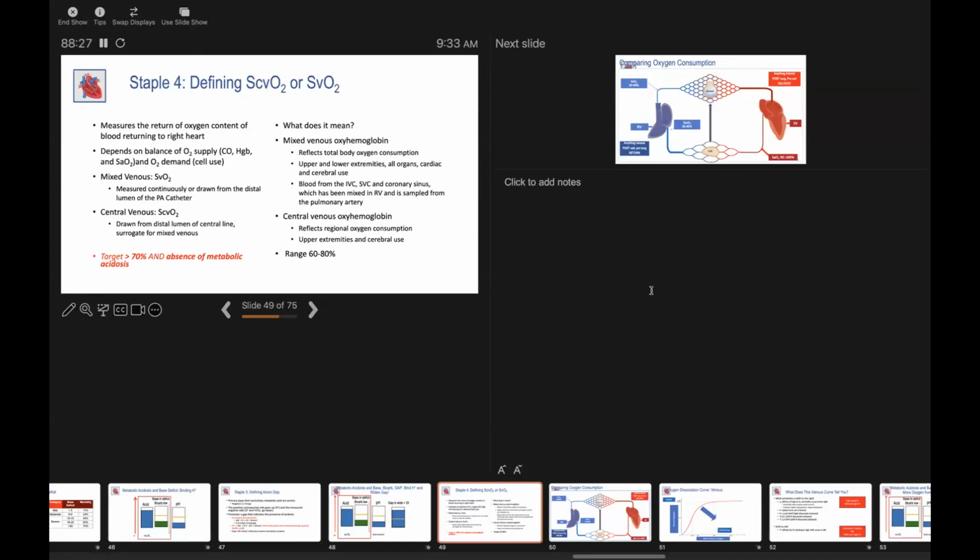Very, very important. If I perceive that you have shock and I do an SVO2 or SCVO2 measure, and I'm just going to say SVO2, but just remember it means SCVO2 or SVO2. I do an SVO2 or an SCVO2 measure, and that measure is normal, and you're in shock with metabolic acidosis. My God, you're probably going to die. Right. Because you need the oxygen.